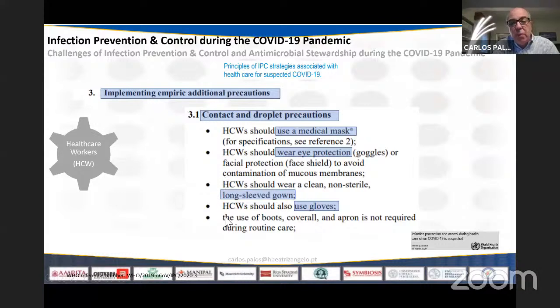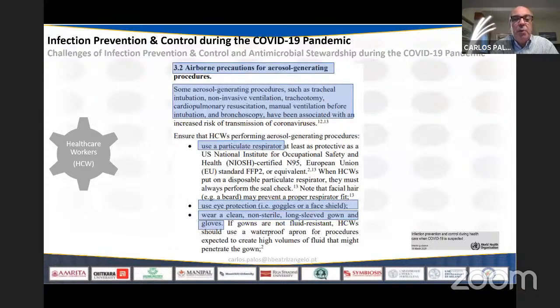For situations where contact with fluids is expected, you should also have a long-sleeved gown and use gloves, and this applies also to all patients confirmed with COVID-19. And one very important issue is to change from the mask to a respirator, an FFP2 respirator or a KN95 or equivalent. You should do that for aerosol generating procedures. And this should be a practice not only for COVID-19 patients, but for all patients, every time. But now it is more important than ever.